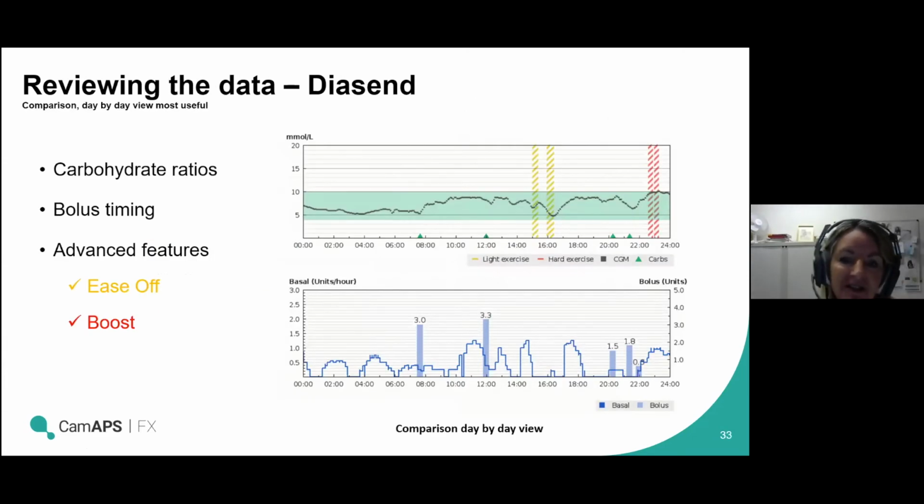And here it's just showing that, when women come back into clinic, it's really helpful to have a look at the DIASCEND, using that function that says comparison and then day by day, because then you can see exactly what's happening, where they're using boost, where they're using ease off, and how much insulin is being delivered, both by the person with the boluses, and then also you can see clearly what the algorithm is doing in between times.